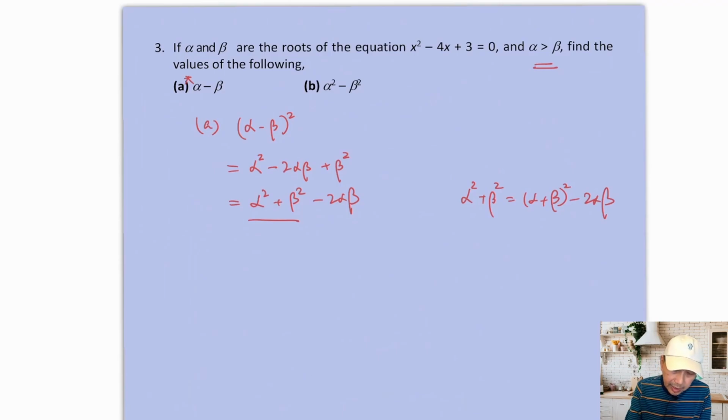But perhaps some students may not want to use this formula. So perhaps I'll demonstrate one more time how to artificially add things in the middle.